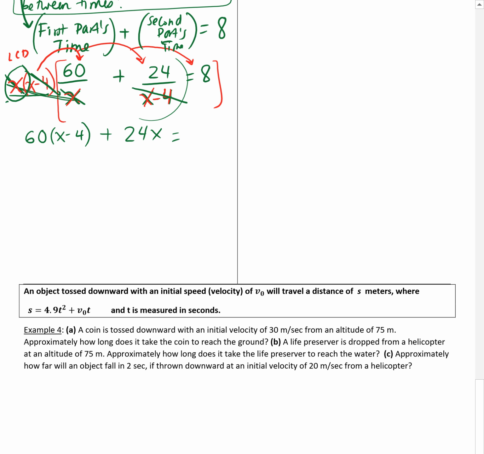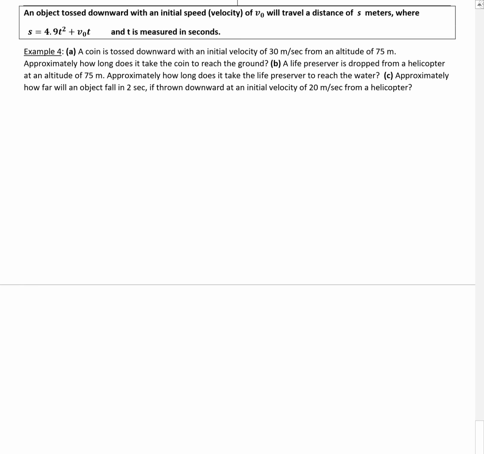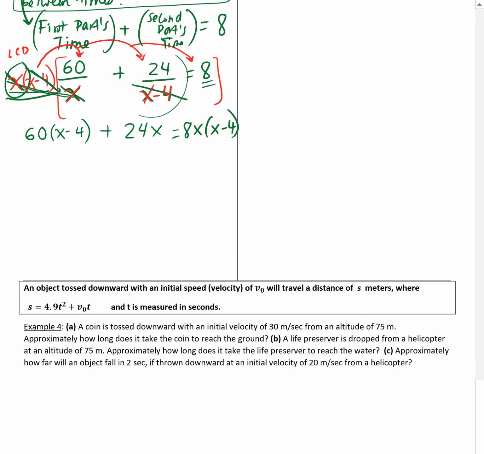And lastly, if I take x times x minus 4 and I multiply it by 8, nothing will cancel. It'll be everything left because there's no denominator to cancel with. So there it is. That's the entire thing. Now, the idea is to multiply everything out and then try to get everything on one side and factor.